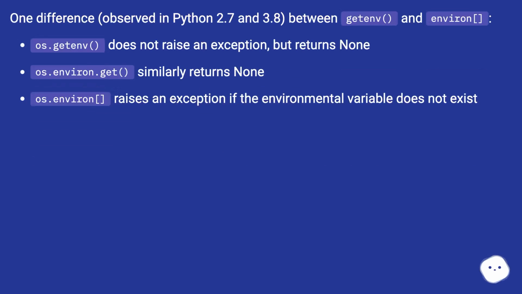One difference observed in Python 2.7 and 3.8 between getenv and environ. os.getenv does not raise an exception, but returns None. os.environ.get similarly returns None. os.environ[] raises an exception if the environment variable does not exist.